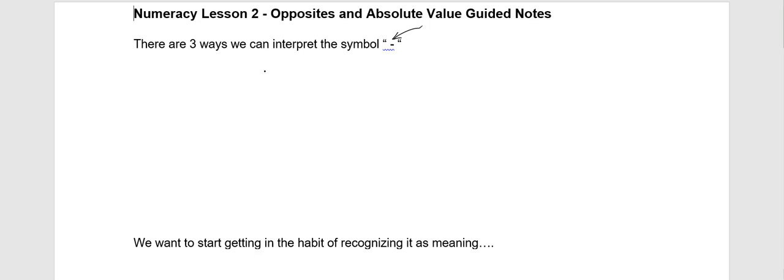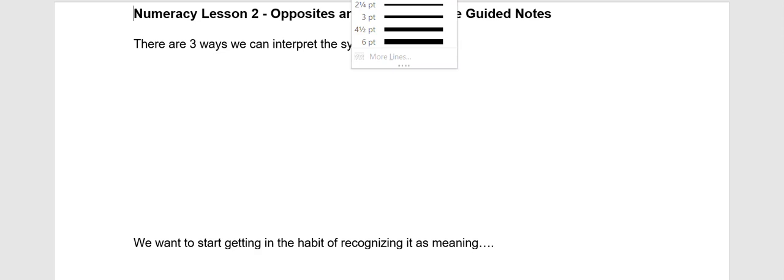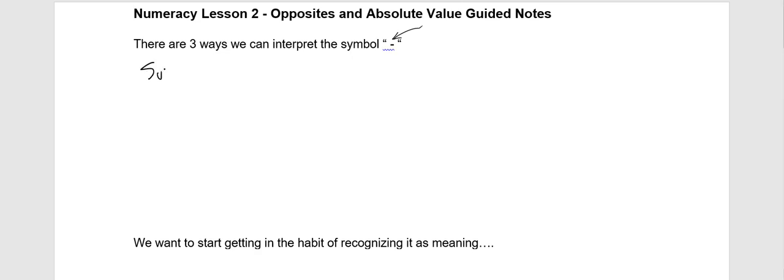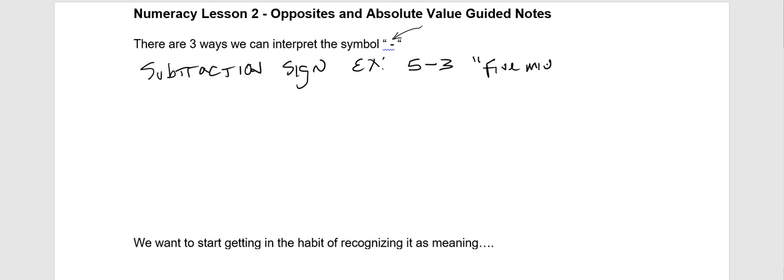So we have seen that symbol oftentimes just as a subtraction sign. As an example, we might see something like 5 minus 3. And if I were to say that, it would be 5, minus, otherwise known as subtract, 3. And we know that there's an operation. We have to take 3 away from 5.